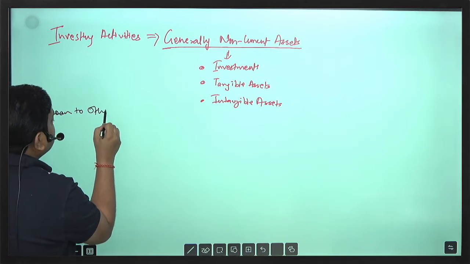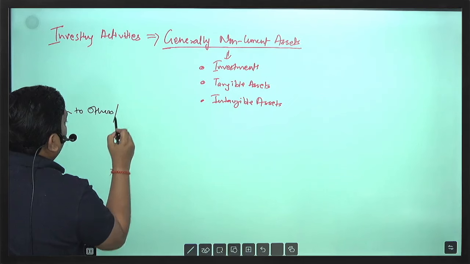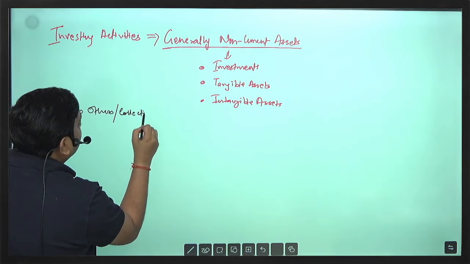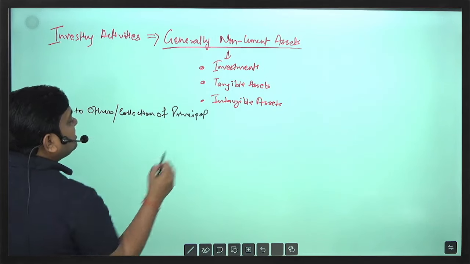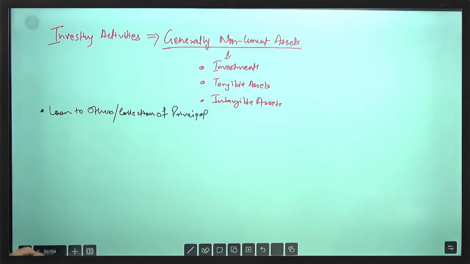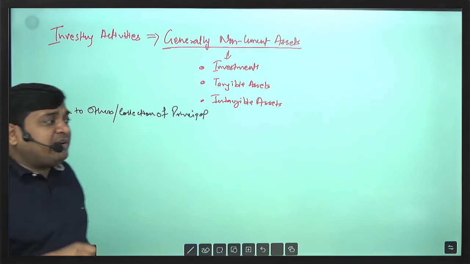Now what will come under investing? Loan to others, or collection of principal. Now when I am giving loan to others, it means they will give me interest also. But that interest which I am receiving is operating. But the loan which I have given, that is investing. The principal part.